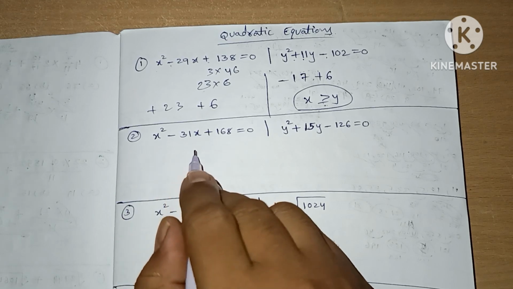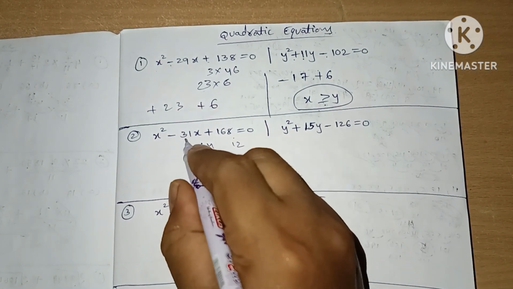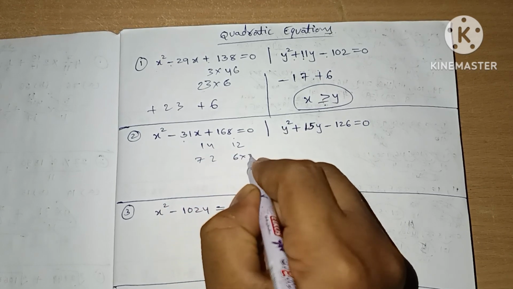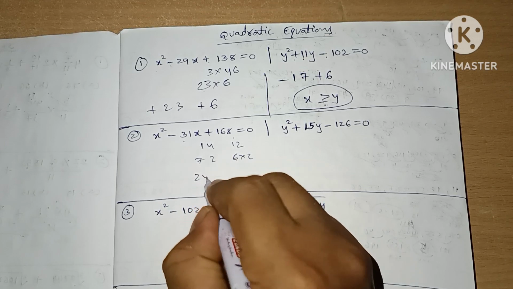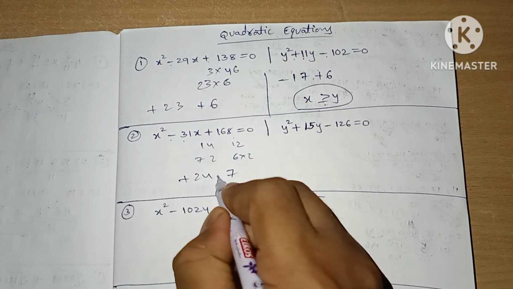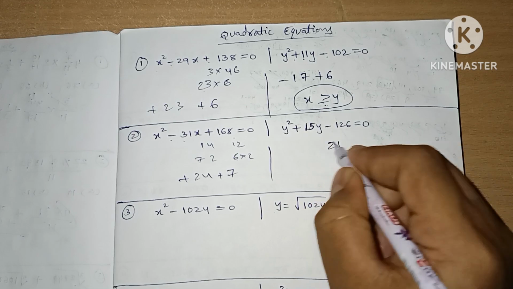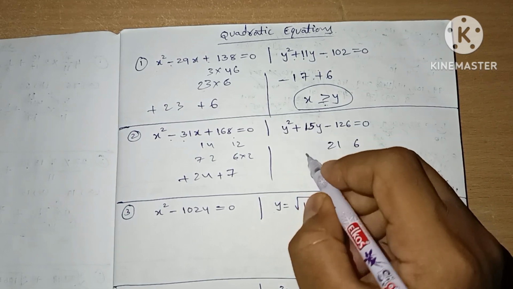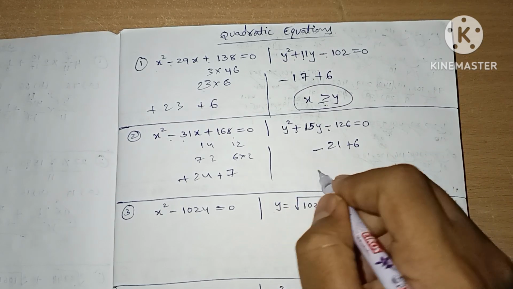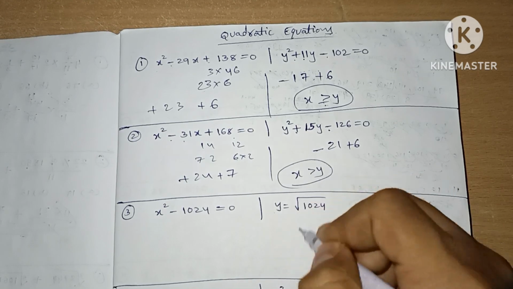Next question, here it is 168. 168 means 14 12 times will be 168, but we cannot get 31. So let's divide this as 7 into 2, 6 into 2. 6 4 times is 24 and 7, we get 31. So these are the roots. Minus and plus means here the roots are positive. Here minus 126. Let's divide this as 21 6 times, we get 15. Plus and minus, the roots are minus and plus. Now by comparing these two, it is clear that x is greater than y.